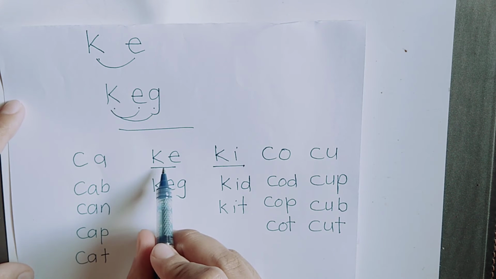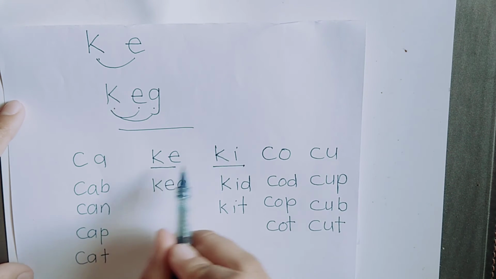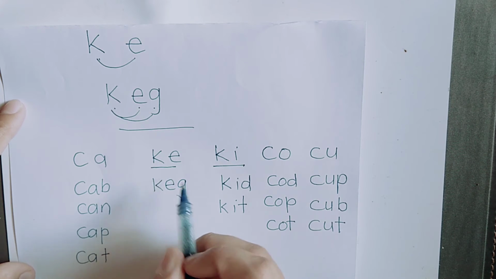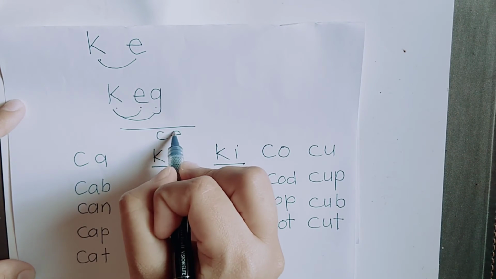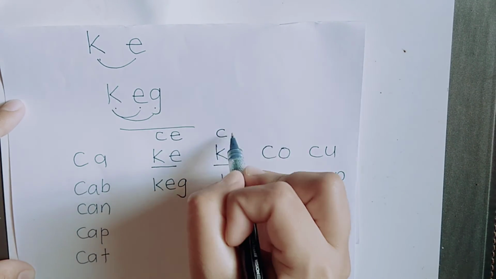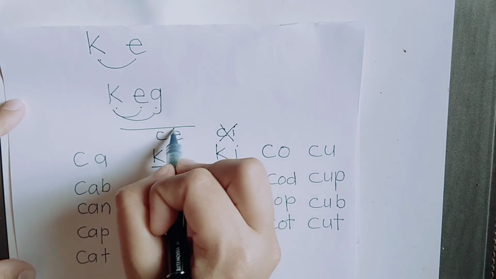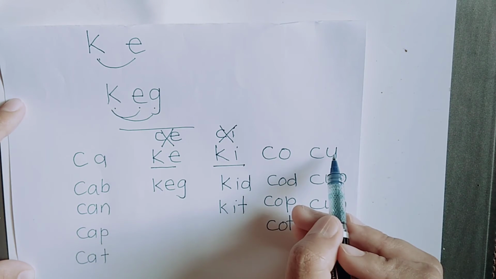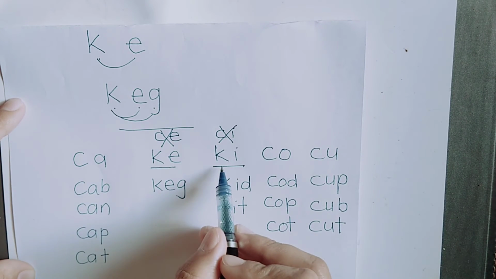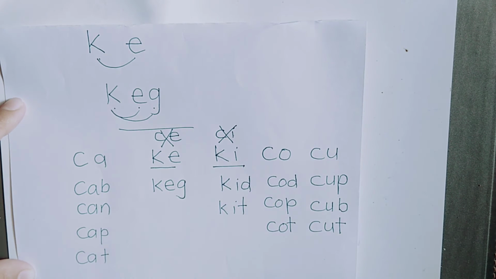We have words with E and I with the sound of K. We don't have words with these normally. So ka, ke, ki, kha, k. Ka, ke, ki, kha, k.